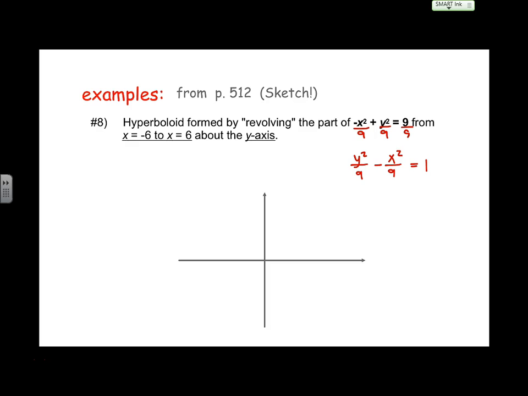This is getting closer to our standard form of y minus k squared over a squared minus x minus h squared over b squared equals 1. What's our center? Good, our center is 0, 0 because we have no subtraction for the x or the y. So our h is 0, our k is 0. From that 0, 0, am I going to go up and down to my vertices or right and left to my vertices?